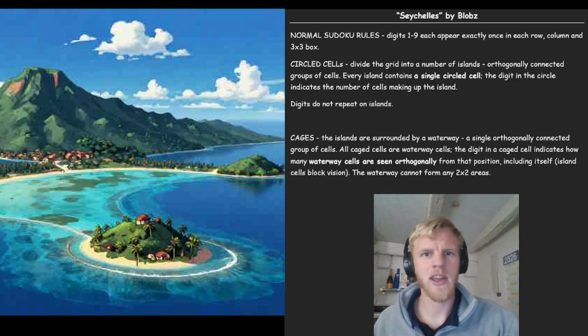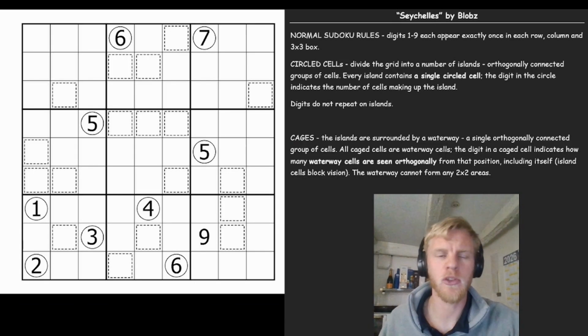Hello folks! Today we're solving Seychelles by blobs. The rule set is as follows. Normal Sudoku rules apply. And also we have islands.